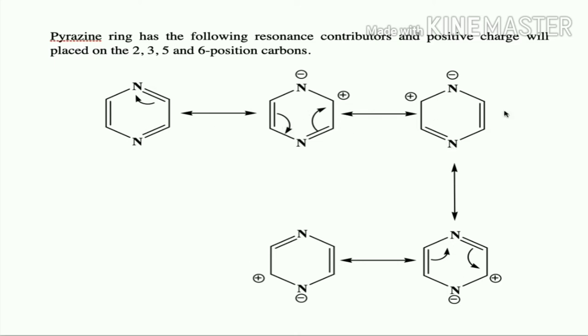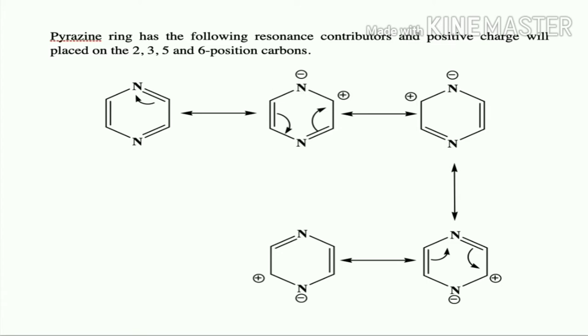So these 2 resonance contributors are from this nitrogen, and these 2 from the second nitrogen. You cannot differentiate them because the pyrazine ring is symmetric in nature. So there are 4 resonance contributors, and due to this resonance, the positive charge will be placed on the 2nd, third, fifth, sixth carbon atoms. This is an indication of pi deficiency, meaning it is going to place positive charge on the ring. So due to this, it is pi deficient and it is a very weak base because of the withdrawing nature of the nitrogen atoms.